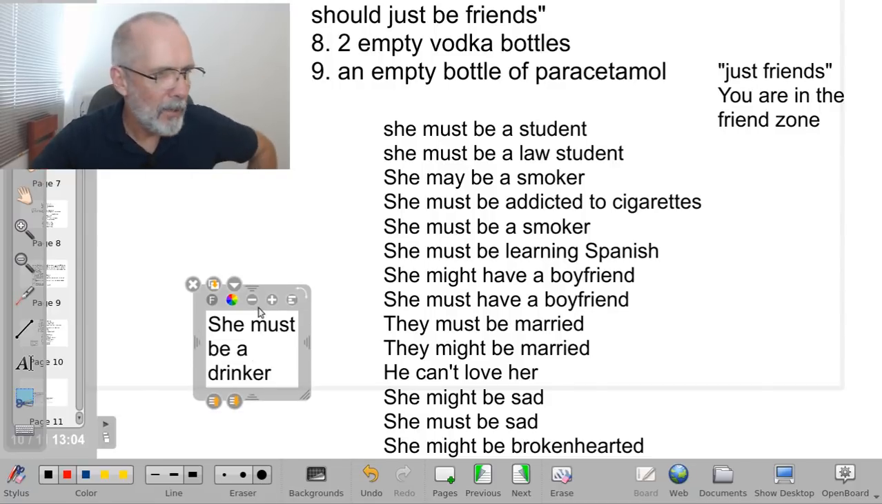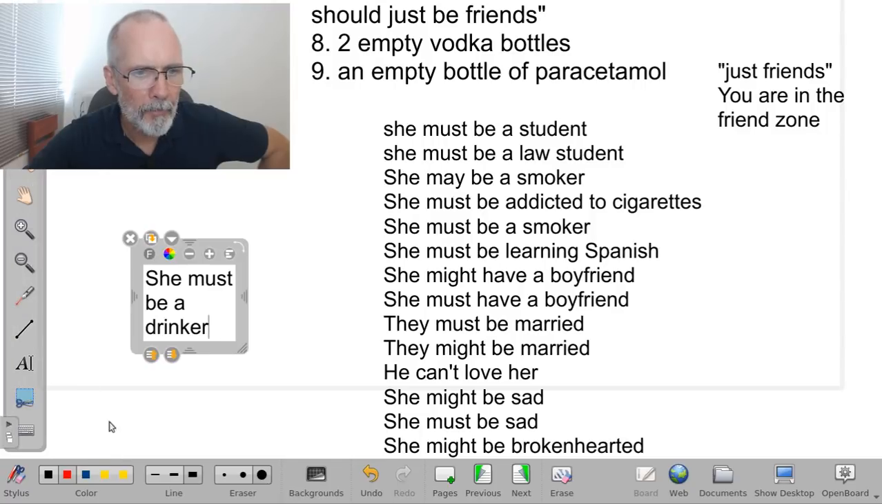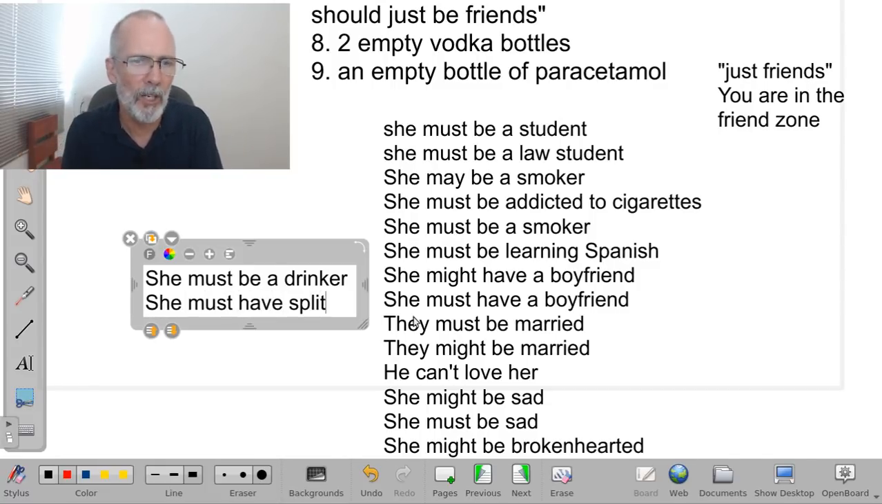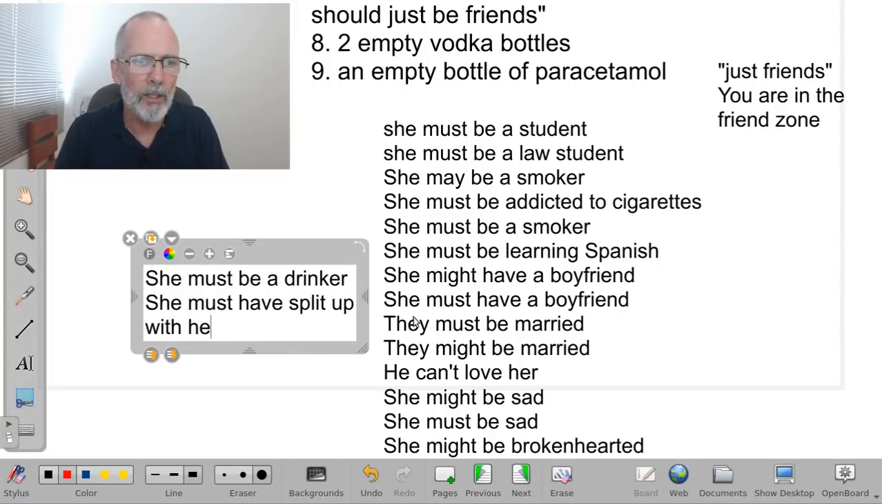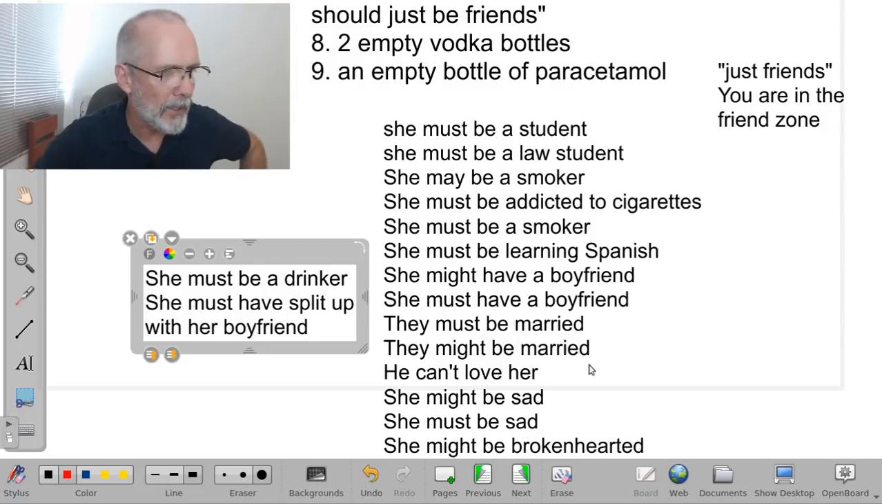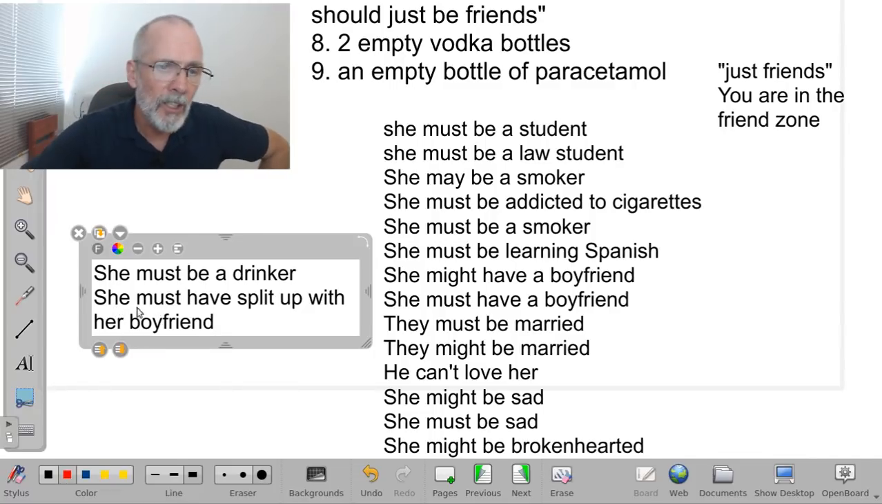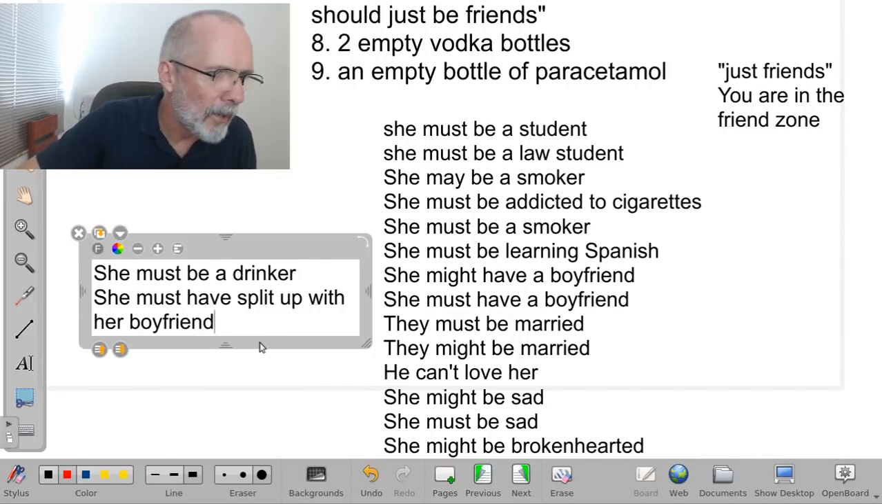Maybe she split up. I could say she must have split. This is actually a past one that we saw earlier, but I'm going to put it anyway. She must have split up with her boyfriend or husband. This is like they're separated. This is actually a past assumption, but here we're using the structure she must have, followed by the past participle. We did see an example of that earlier. She can't be drink, that one doesn't make sense.